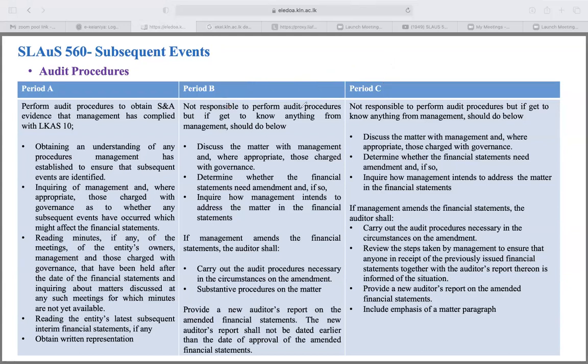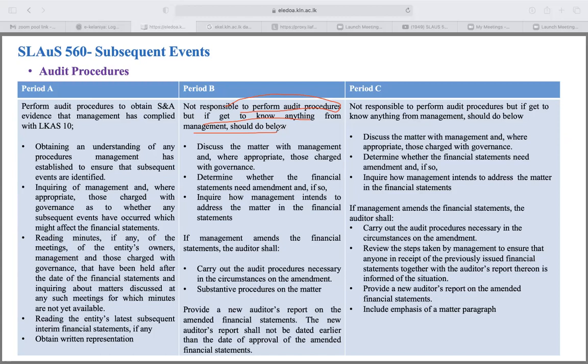So as we know, it is actually not our responsibility to perform audit procedures, but if we get to know anything from management, we should do the following, because now we have issued the audit report, right? Therefore, we need not gather audit evidence. We need not perform. It is not our responsibility as auditor to perform audit procedures or gather audit evidence.